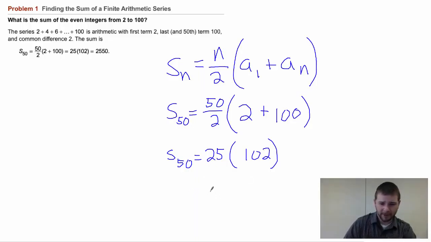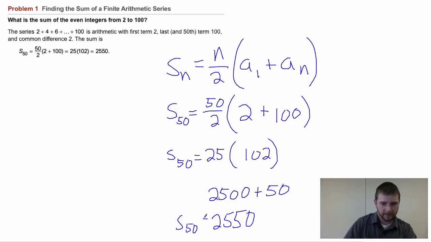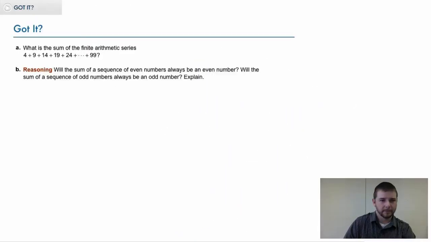25 times 100, 2,500. 25 times 2, and checking my answer against what the book found. Excellent. And an opportunity to show that you have got it.